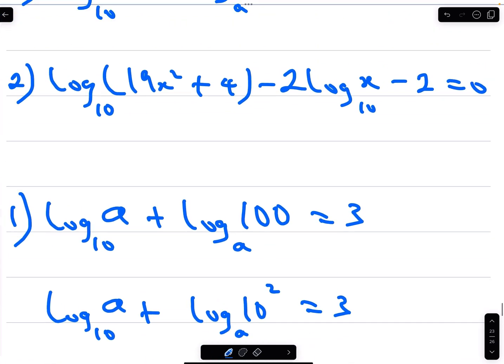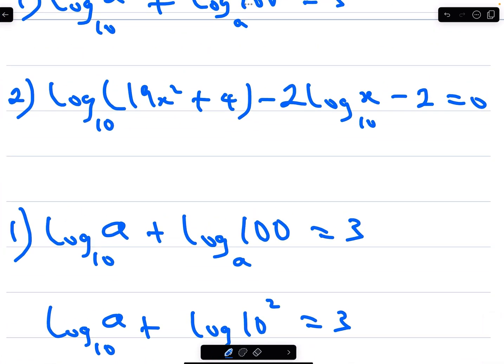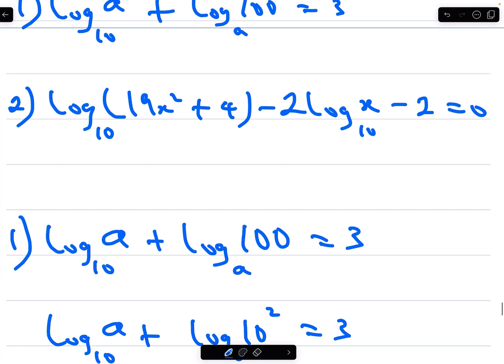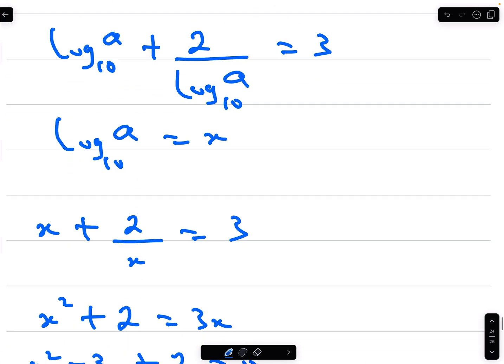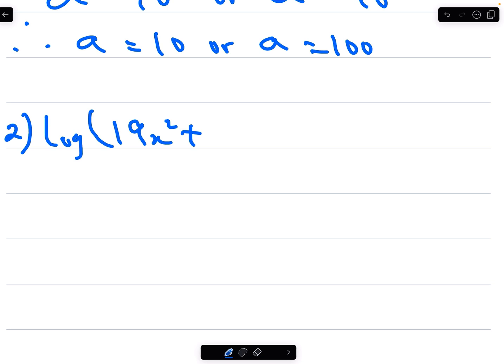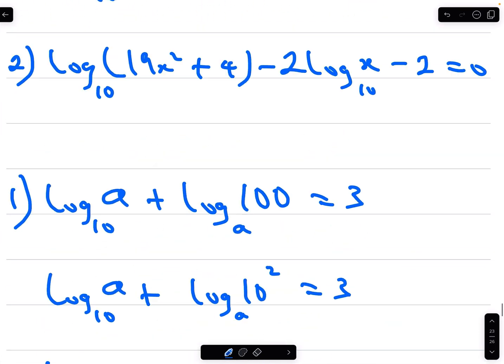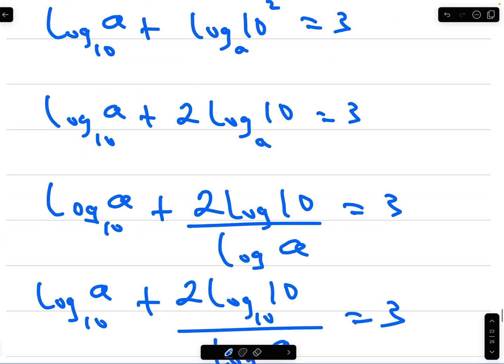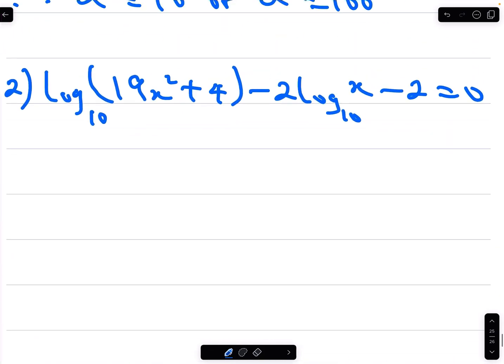What's the second one? The second one is log of 19x squared plus 4 base 10 minus 2 log x base 10 minus 2 equals 0. That's the second question. Let's take that. Number 2: log of 19x squared plus 4 base 10 minus 2 log x base 10 minus 2 equals 0. Let's check and be sure that that's correct. We copied the right thing. Yeah, that's it. Now, how do we solve that?